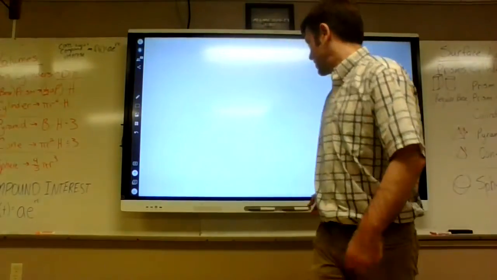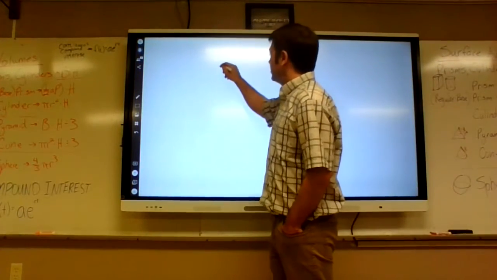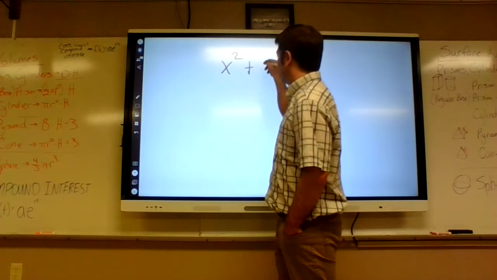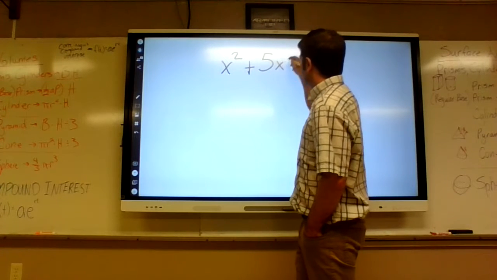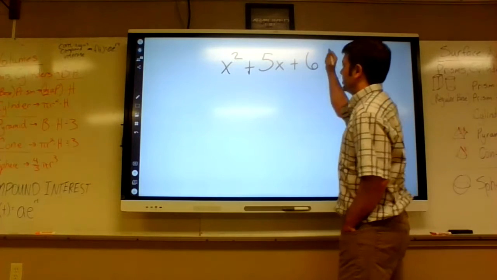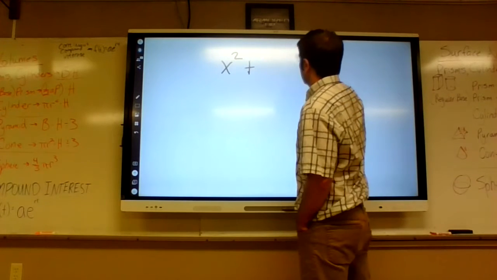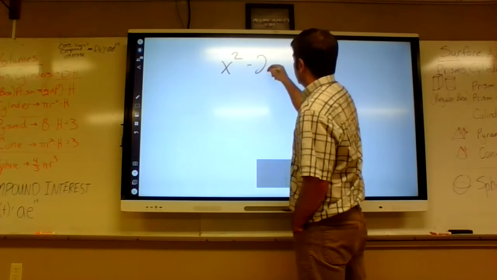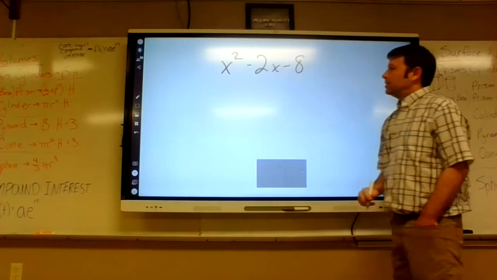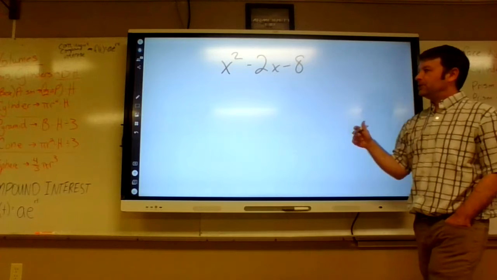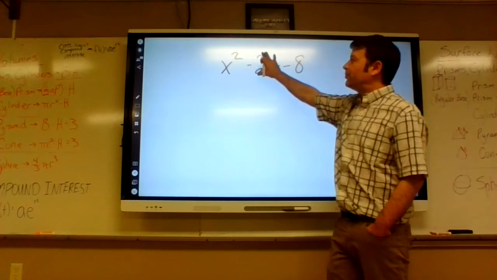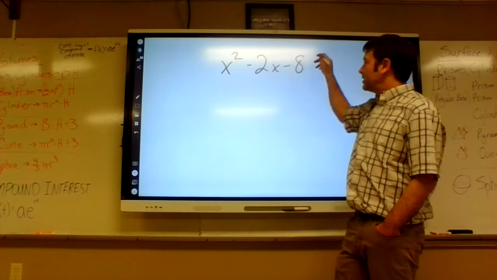Here we go. I don't know if you guys recall Friday, but it was something like this. Actually, let me make this a little bit harder. Let's do this one. Okay, so that's a 3-term polynomial. That's the kind of answer you get when you FOIL, right? Something like that when you FOIL a problem.